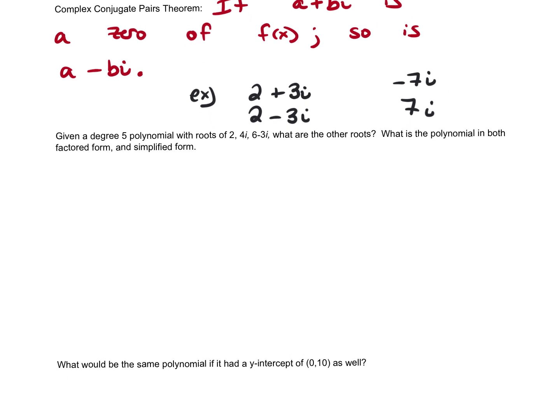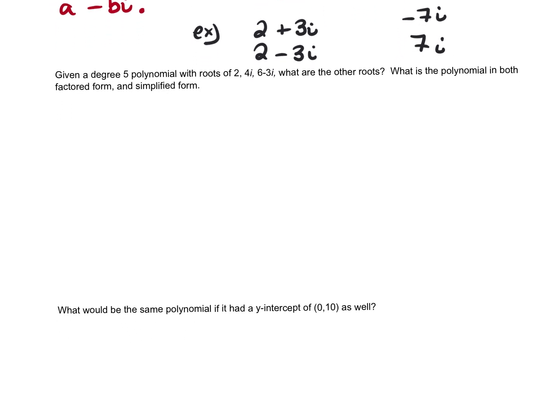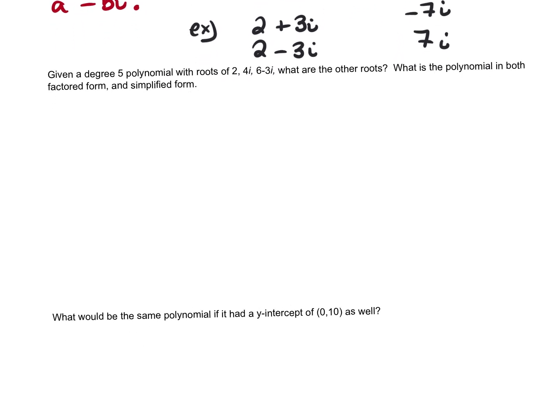Here's an example where we're trying to find a polynomial function, and we'll see how this works. So this says, given a degree 5 polynomial function, so the fundamental theorem of algebra says there are 5 zeros, and we'll see which ones we know and which ones we have to find. What is the polynomial in both factored and simplified form? So we know a couple of these zeros. We know 2 is a zero, and we know 4i is a zero, and we know 6 minus 3i is a zero.